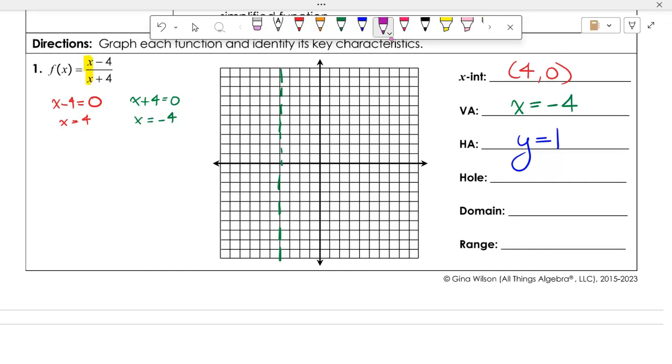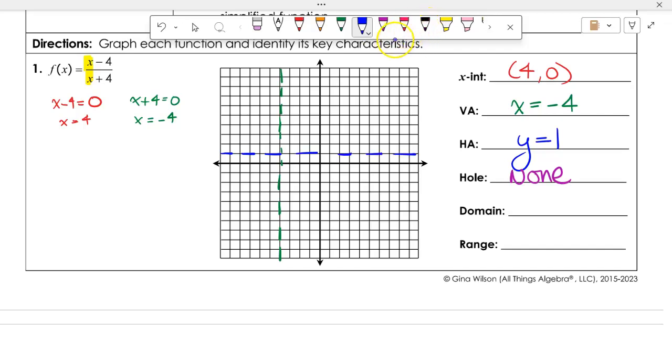Holes: I don't have any here because I didn't cancel anything out. If I canceled something out, then I would have a hole. So here, that is none. Okay, domain. In fact, let me go ahead and also draw my horizontal asymptote here at y equals 1.